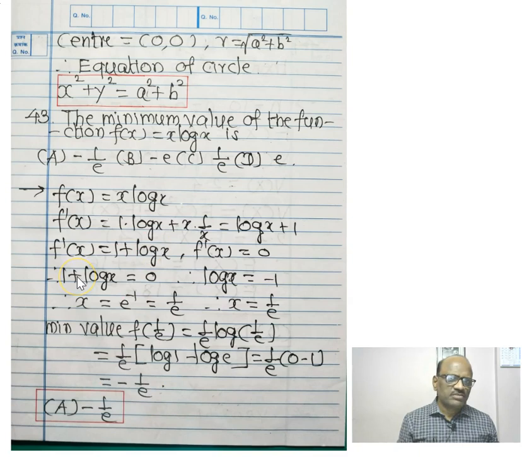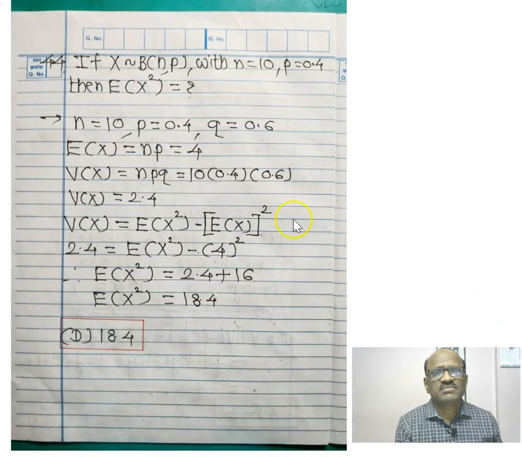Because if you find the second derivative of f dash of x, it will be 1 upon x, and the value of 1 upon x is 1 upon e, which is positive, and therefore the given function is minimum at that point. Now next question, that is question number 44.